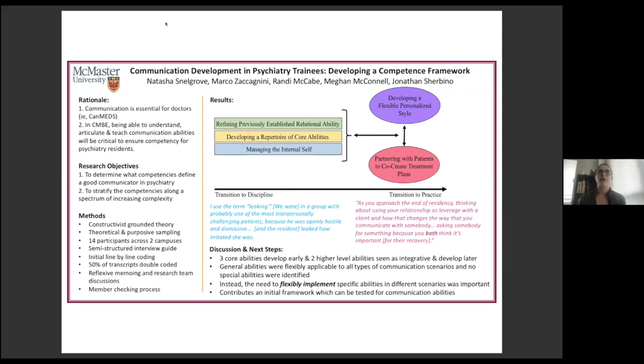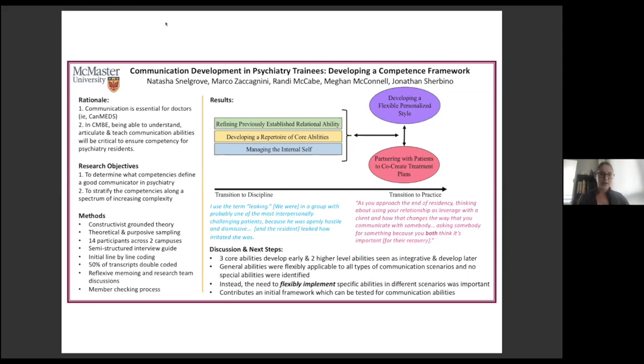There's a lot of data out there to show physicians who are good communicators have better patient outcomes, less complaints, all types of things. With that, and with the transition to CBME, which, as you'll see, I actually reversed those letters by accident and caught it when I was practicing after I sent it to Sam. Oops. Being able to really understand, articulate, and teach communication abilities is going to be critical to ensure competency of all residents, but in particular psychiatry residents, because of the nature of the patients that we work with.